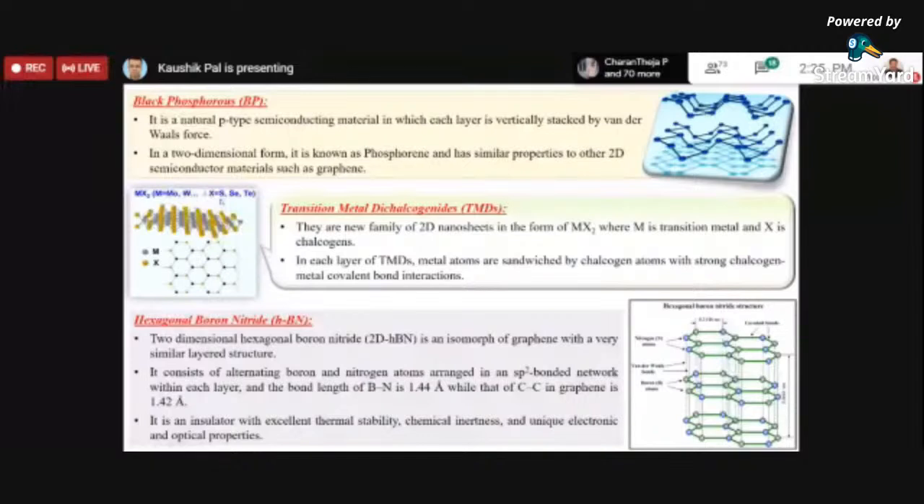Now come to the hBN, or hexagonal boron nitride. Two-dimensional hexagonal boron nitride is an isomorph of graphene with a very similar layer structure. It consists of alternating boron and nitrogen atoms. You can see over here that we have boron and nitrogen. It has an sp2 bonded network within each layer, and the bond length of B and N is 1.44 angstrom, while that of C-C in graphene is 1.42 angstrom. It is an insulator with excellent thermal stability, chemical inertness, and unique electronic and optical properties.